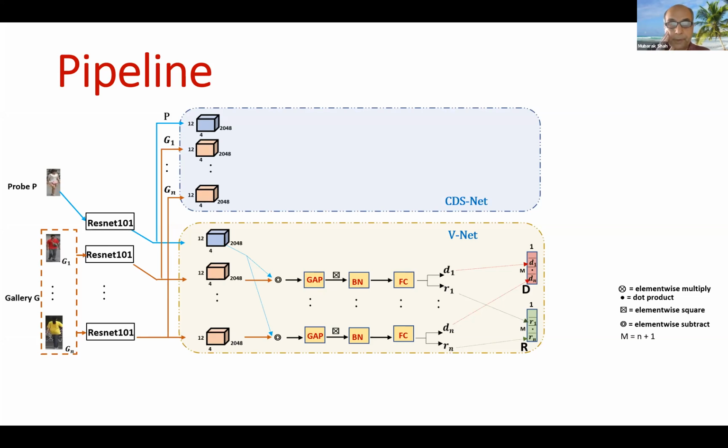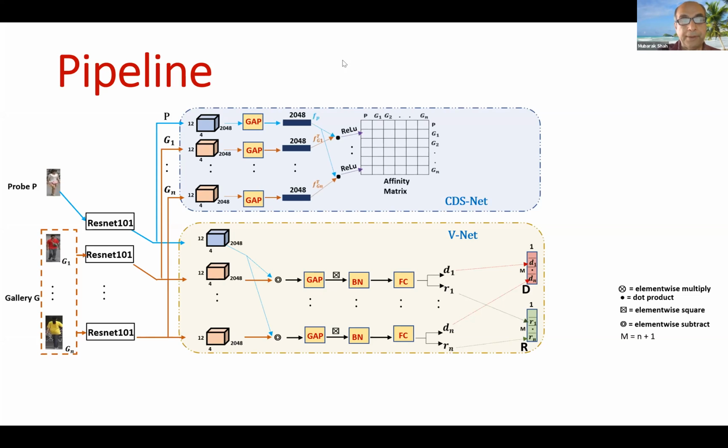Now we have a top network, which we call the CDS network, the constraint dominant set network. Again, we get these features for the probe and gallery images. Then we do the global average pooling, and we come up with feature vectors for each of these, 2048 dimension, and do the ReLU. And then we come up with an affinity matrix of how similar the probe image is with each of the gallery images, and also the gallery images with themselves.